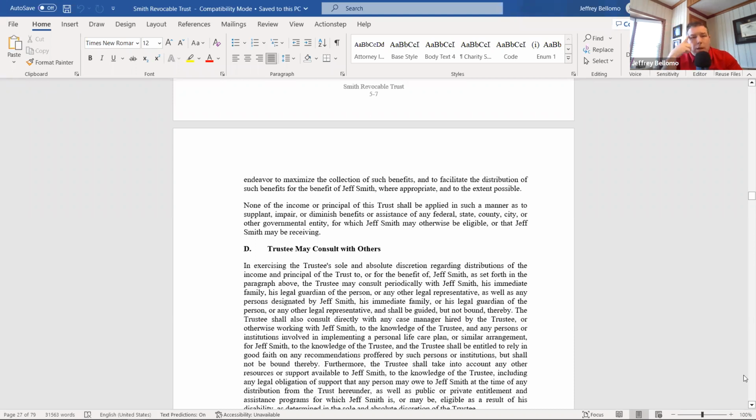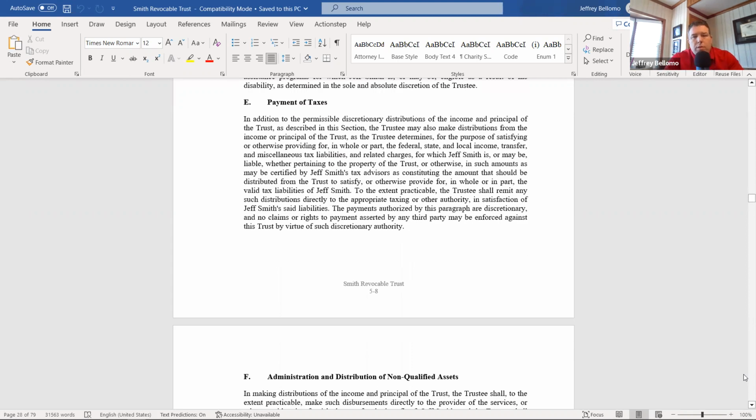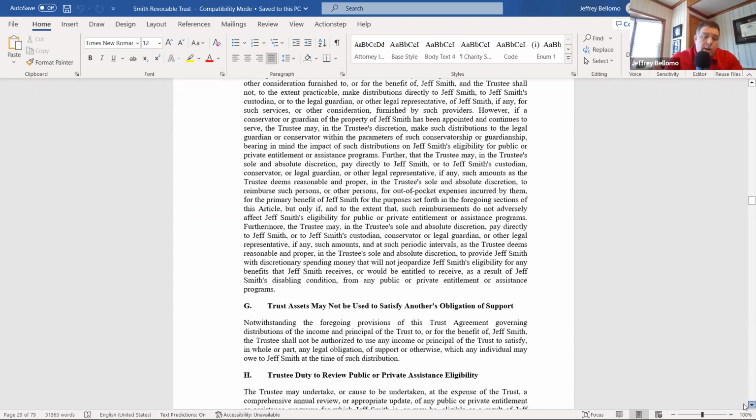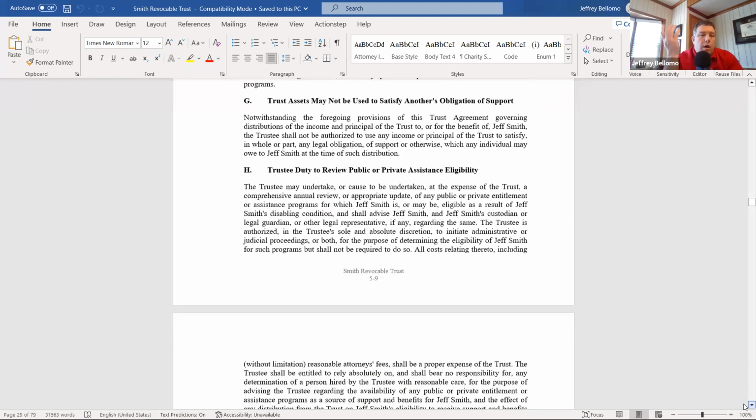Sometimes it's better to do that and reduce the benefit than it is to not get the money, but the trustee will make those decisions. They do have the authority to consult with other professionals. We want to make sure any taxes that are owed are also getting paid. And how do we distribute those assets, qualified and non-qualified? When making decisions, the trustee has a right to consider other benefit sources and whether this distribution would disqualify him.